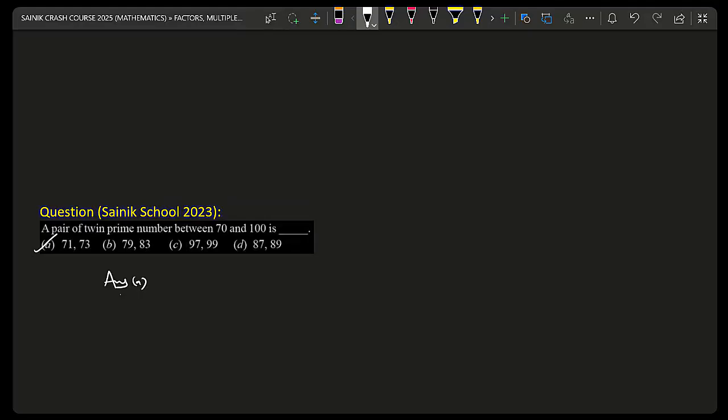And why is 97, 99 not the correct answer? Option C. Sir, same as B, that also has so much gap. What is the difference between 97 and 99? Sir, 2 only. No, but you said so much difference. But why is it not the correct answer, 97, 99? Sir, 97 and 99 are not twin primes. Why are they not twin primes? Sir, 70 and 100. No, sir, wait.